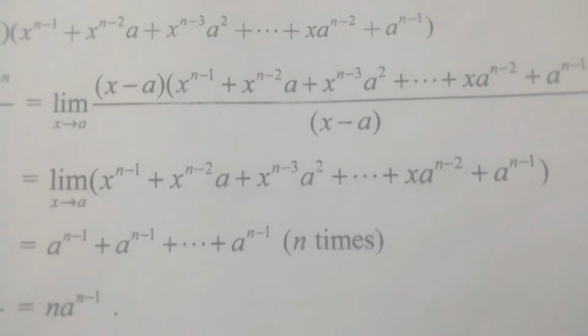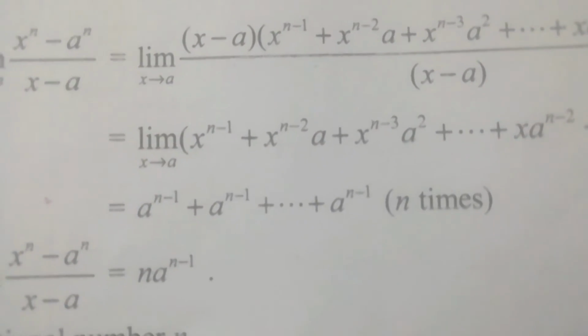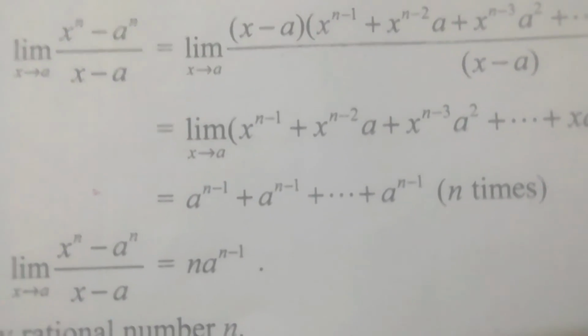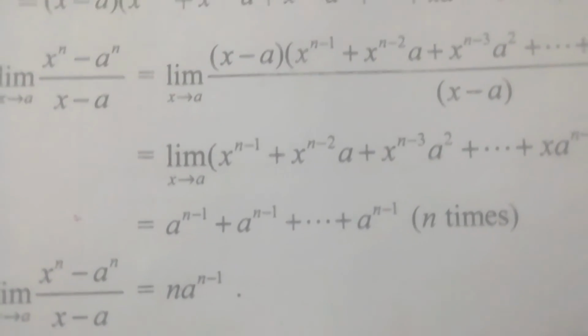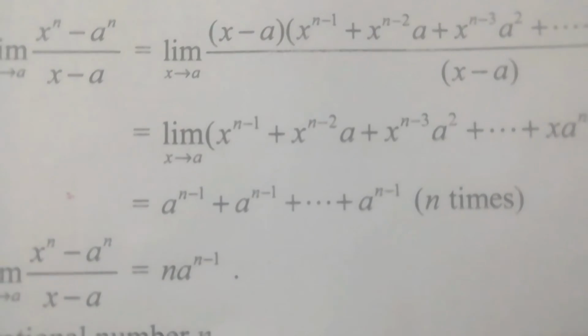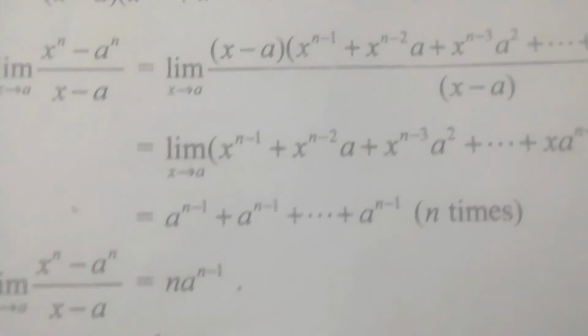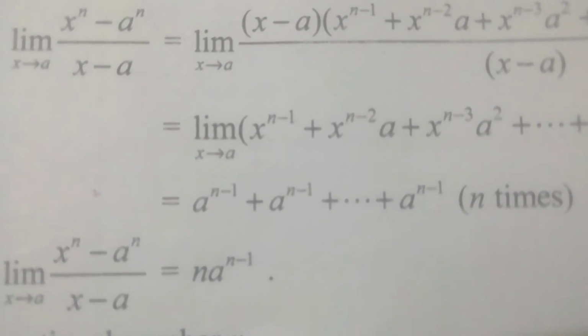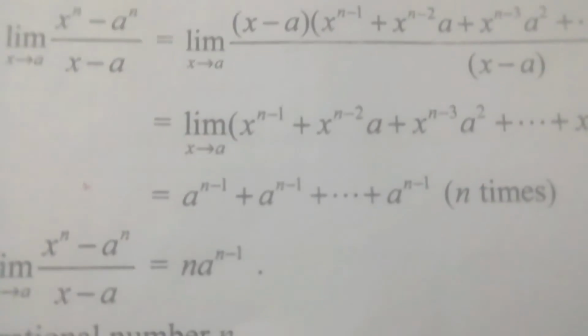Okay, that proof is not necessary. We can read the result. That is very important. Limit x tends to a, x power n minus a power n divided by x minus a, equal to n into a power n minus 1. This is the result of the form. We can read the result. That is very important. Okay.